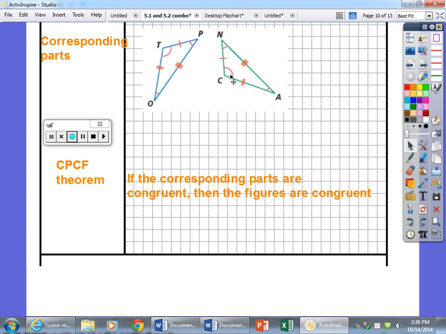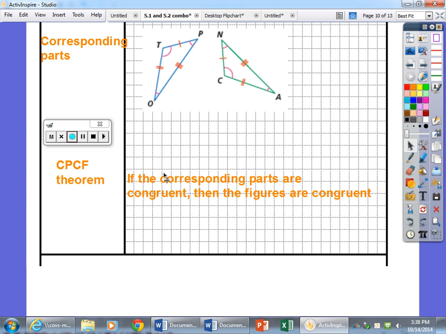So this angle and this angle are congruent. Angle O and angle A are congruent. Angle P and angle N are congruent. It would actually be better on this diagram if, say, angle P was marked with 2 arcs along with angle N, and angle O was marked with 3 arcs along with angle A.